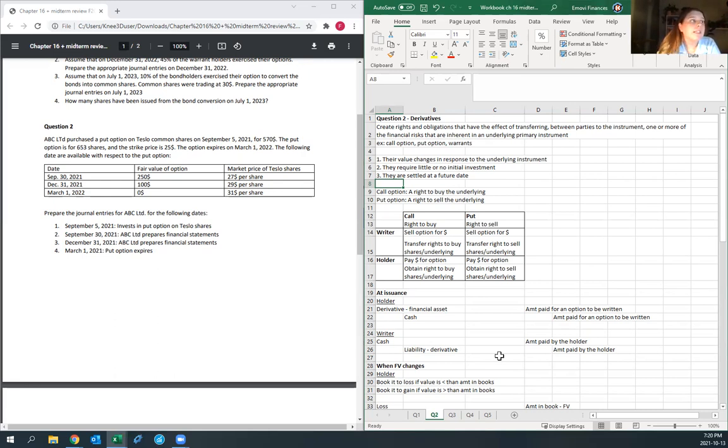So derivatives, basically they create rights and obligations that have the effect of transferring between parties one or more of the financial risks that are inherent in an underlying primary instrument.